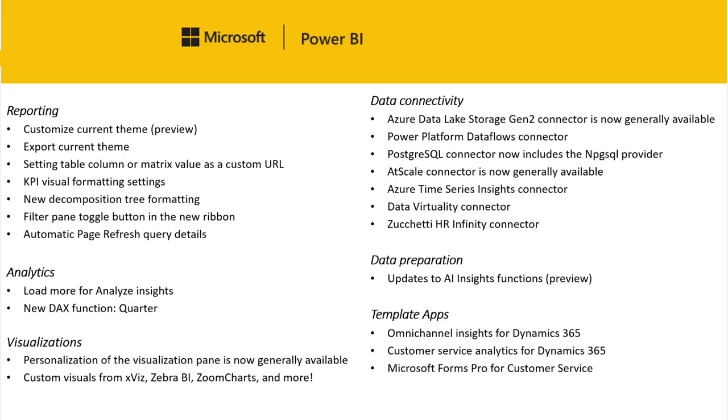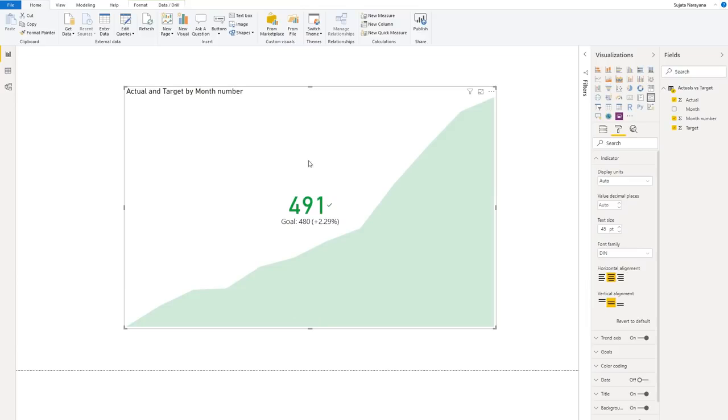The second feature that James worked on this month was the KPI visual, and he added a lot more formatting options. Let's take a look at what's new. So here's the KPI visual I created earlier. Now let's walk through some of the new formatting options. You'll notice that you can now change the text size and the font family as well as the alignment. So let's go ahead and update the font family here. And then we can keep the alignment like that.